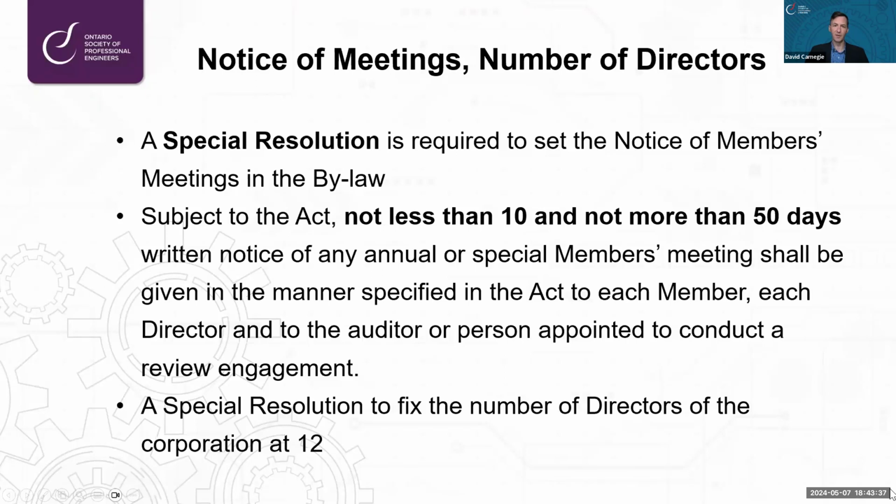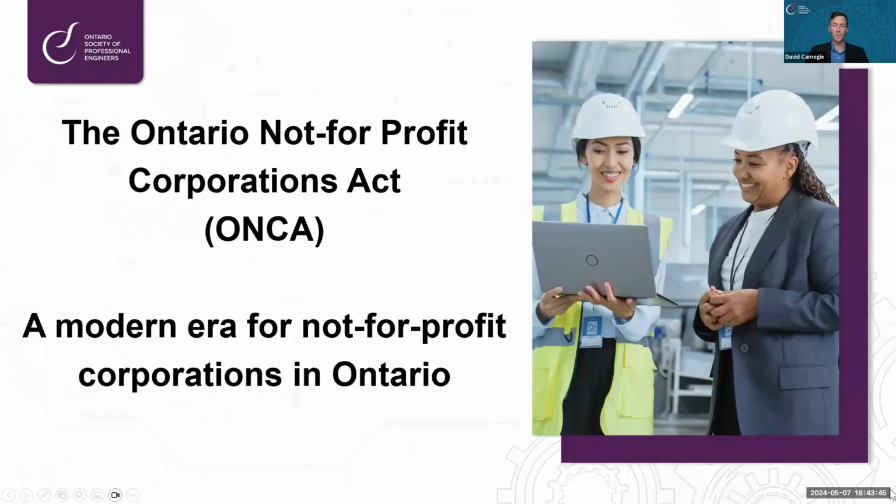The final resolution will fix the number of directors of the corporation at 12, which coincides with our current number of directors. The new ONCA compliant bylaw number 1-2023 and special resolutions have been reviewed and discussed extensively with our legal counsel and our board of directors to ensure that OSPE is compliant with proclaimed legislative requirements.